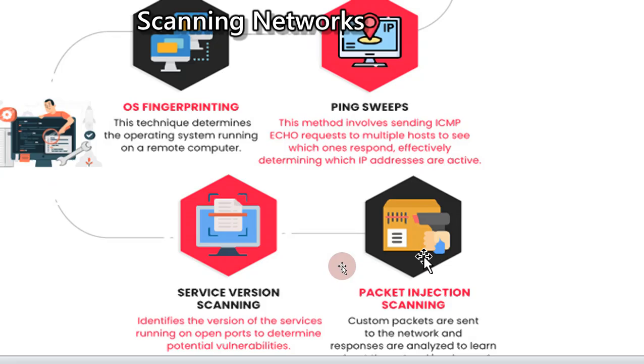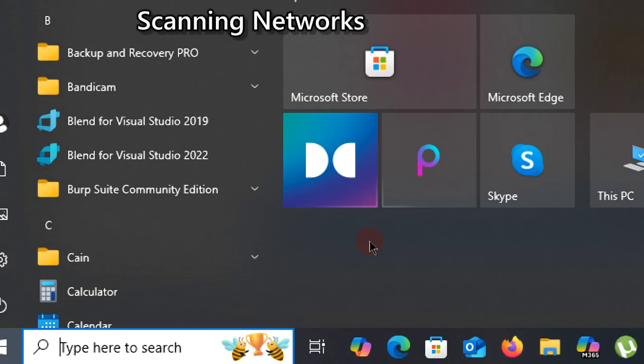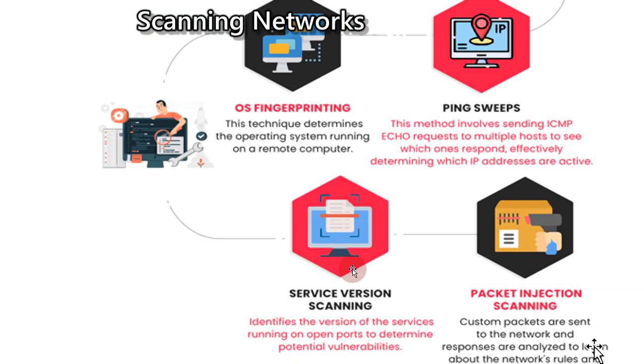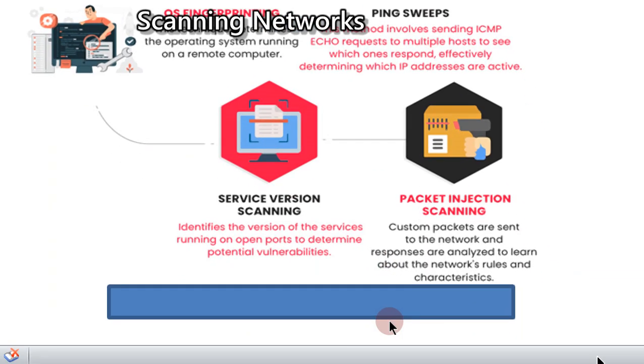Next is service version detection. I want to know what services are running. Mozilla Firefox is a service, Google Chrome is a service. If I open a VLC player, there is a service. If I open Paint, there is a service. Got it? Which type of services are running, and what is the version of the service? And another thing is packet injection scanning.